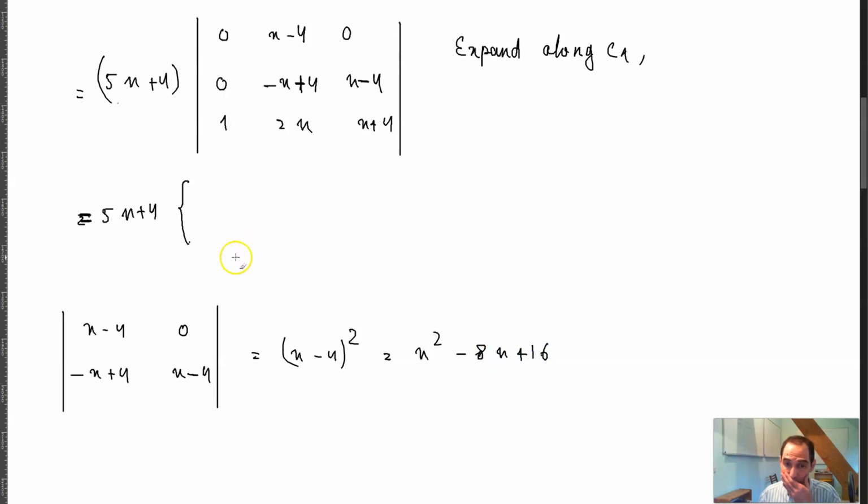Right, so you can write it as x minus 4 whole squared. This is supposed to be 4 minus x whole squared.